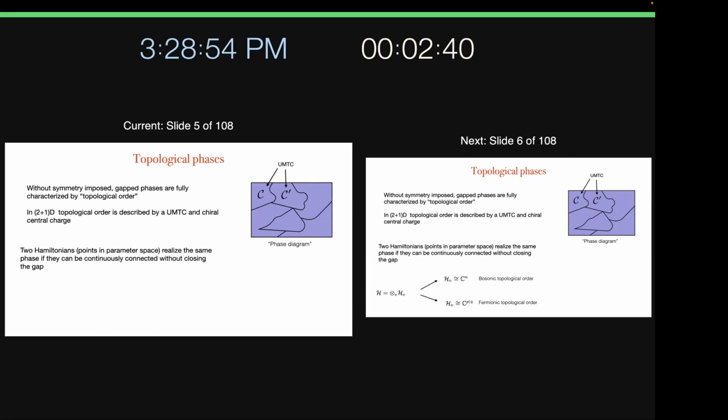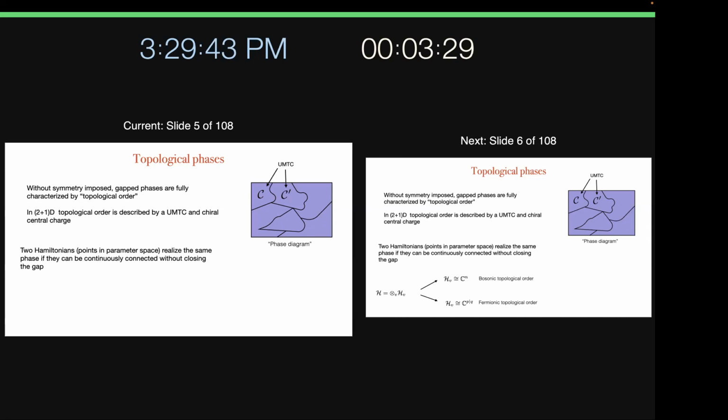Okay, so in the absence of symmetry, there is a belief that all gap phases in 2+1 dimensions are fully characterized by topological order. What I mean by this is that we can think about all the universal, topological quantities that we care about for this gap phase in terms of a unitary modular tensor category. That will be an invariant of a gapped phase of matter in 2+1 dimensions. And we'll say that two Hamiltonians, points in parameter space, realize the same phase if they can be continuously deformed into one another without closing the gap.